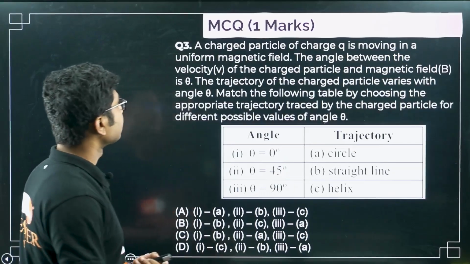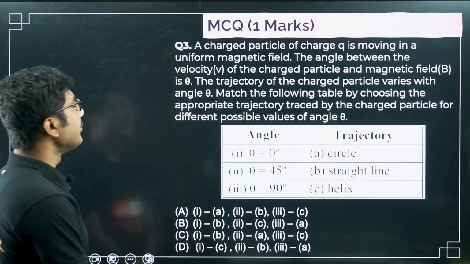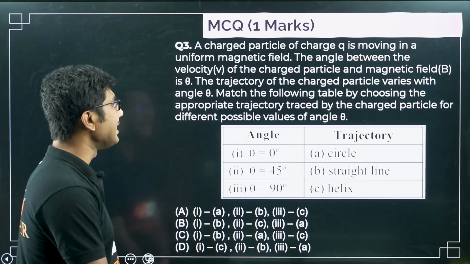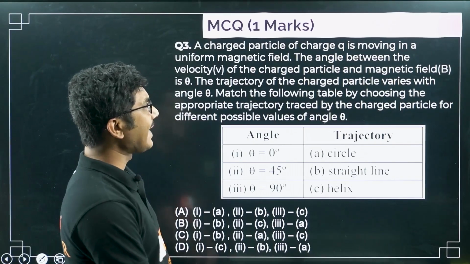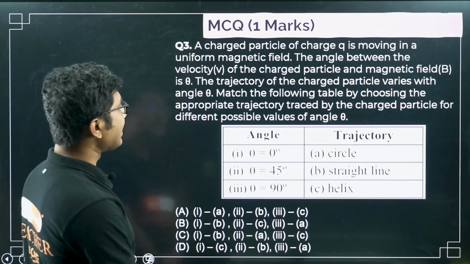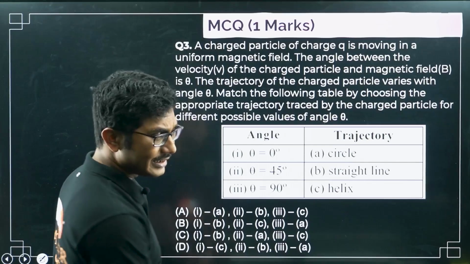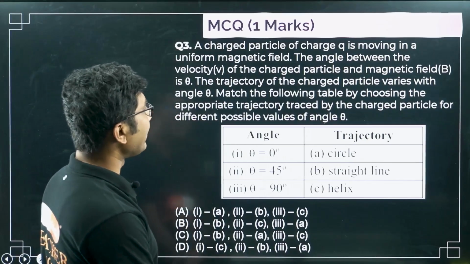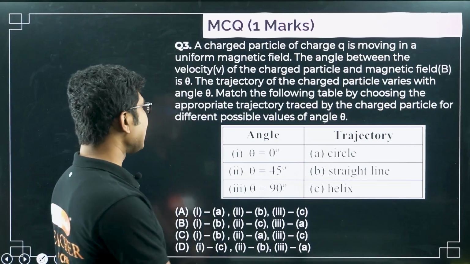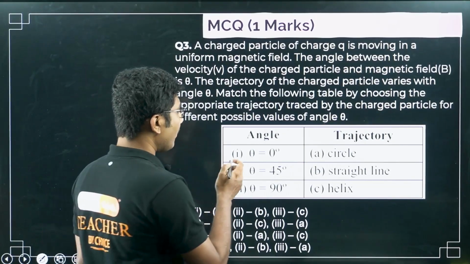Next question. A charged particle of charge q is moving in a uniform magnetic field. The angle between the velocity v of the charged particle and the magnetic field B is theta. The trajectory of the charged particle varies with the angle theta. We know that. Match the following table by choosing the appropriate trajectory traced by the charged particle to the different possible values of angle theta. So they have given you a few options.